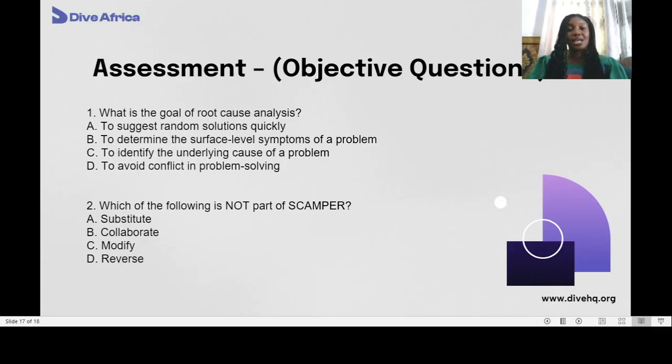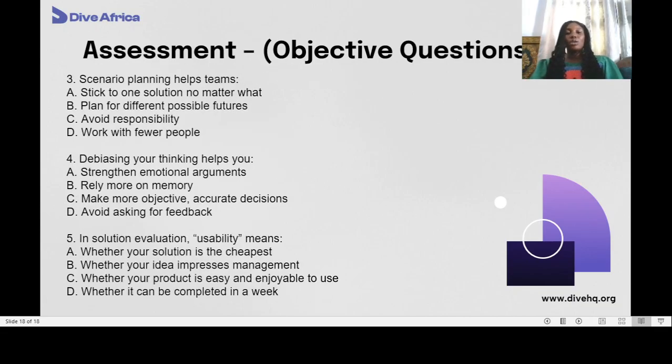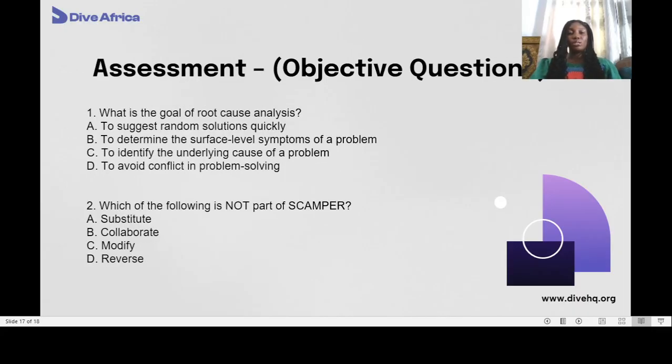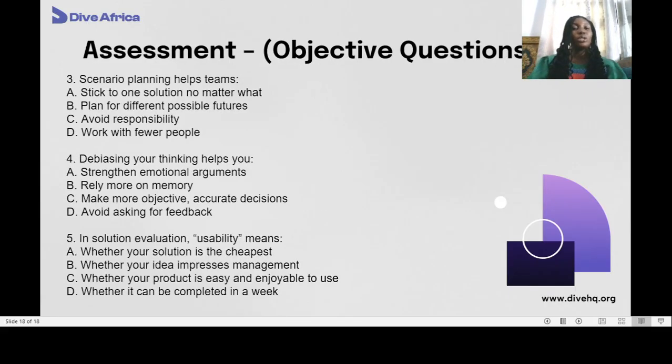So this is our assignment, our objective questions for this course: critical thinking and problem solving. Kindly attend the assessment and forward your answers to the Dive Africa email address. We have five objective questions. What is the goal of root cause analysis? Which of the following is not part of the SCAMPER model? Scenario planning helps you to. De-biasing your thinking helps you to. In solution evaluation, usability means. All those things will actually help you.